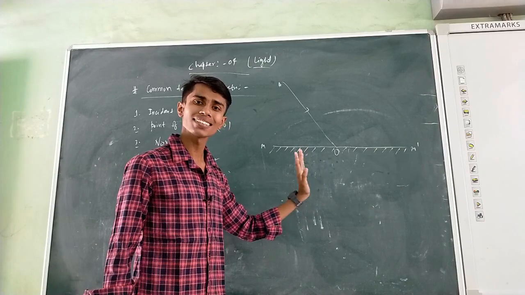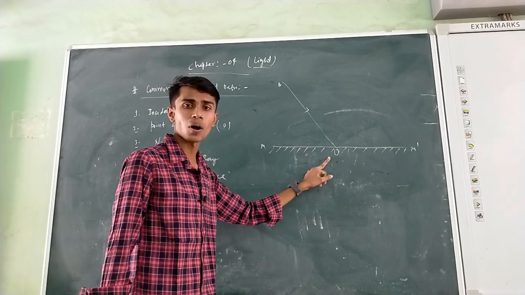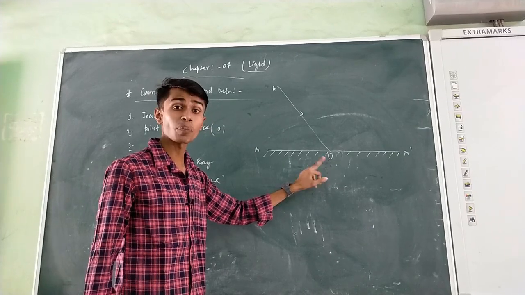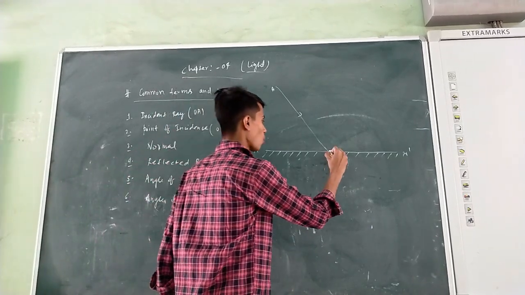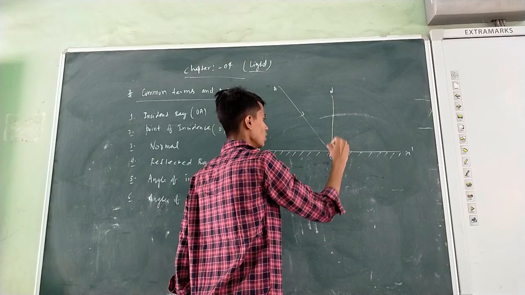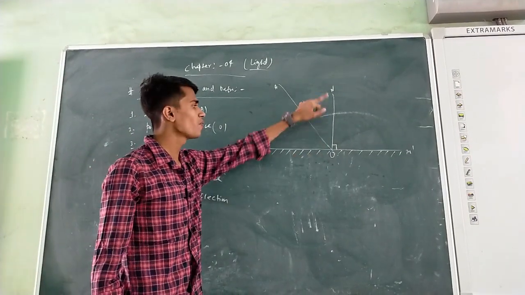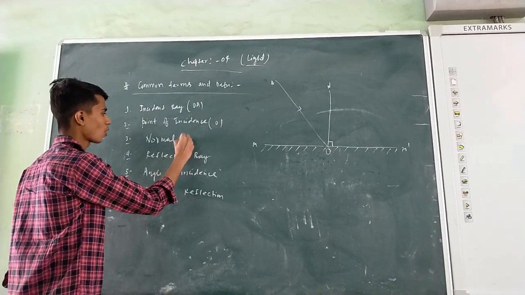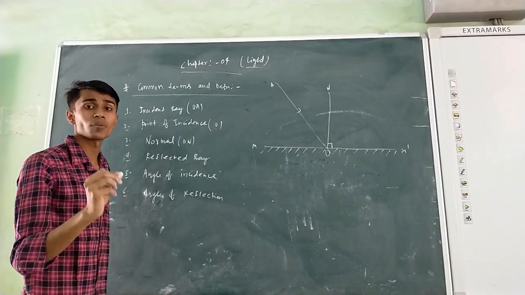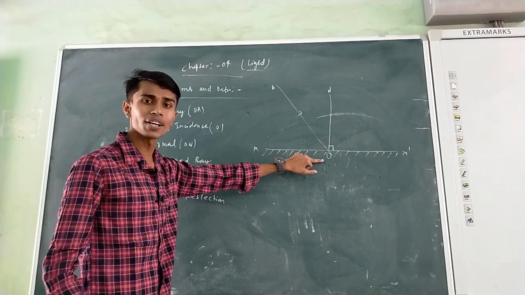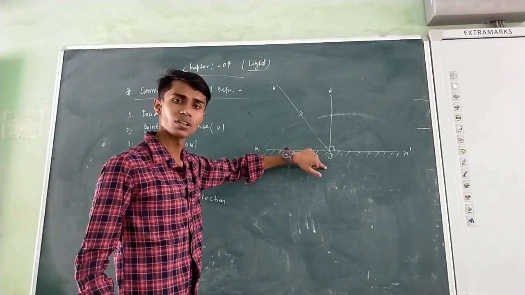Now an imaginary perpendicular has to be drawn from the point of incidence, perpendicular to the surface. Let it be ON. Now listen, ON has been drawn perpendicular on the surface from the point of incidence. ON will be called normal. How could you define normal? The perpendicular drawn at the point of incidence from the surface is called normal.